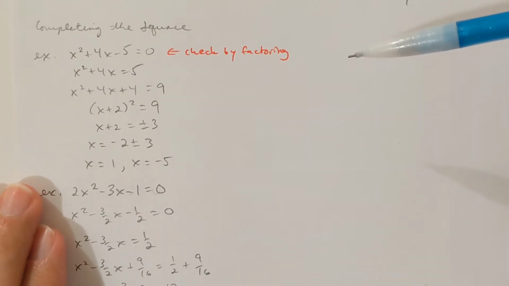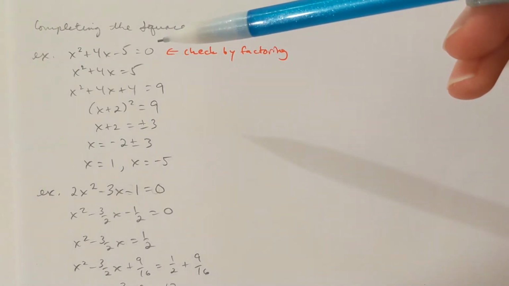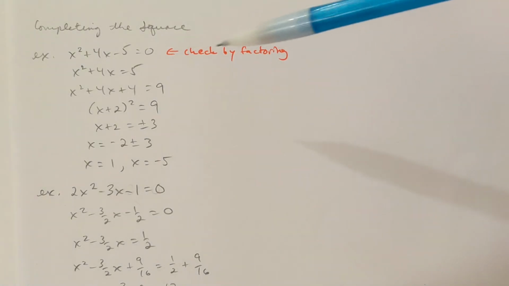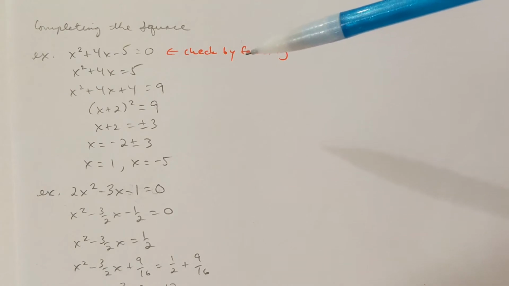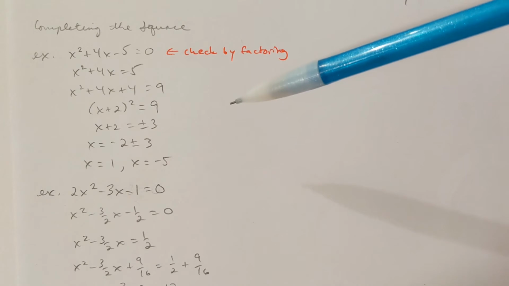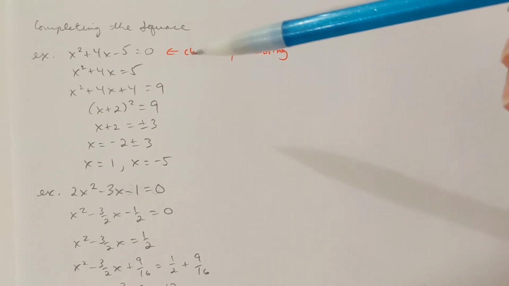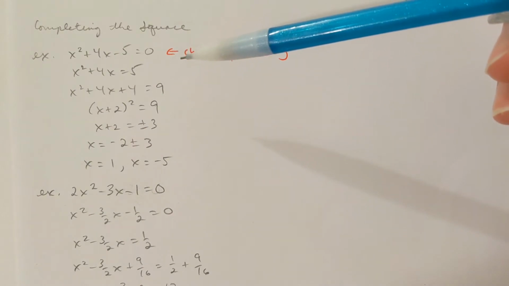In this section, we talk a little bit about completing the square. And so here's one example. Suppose I have x² + 4x − 5 = 0. I can check this by factoring. (x − 1)(x + 5) should do it.